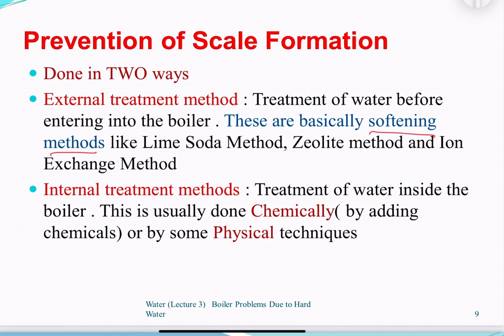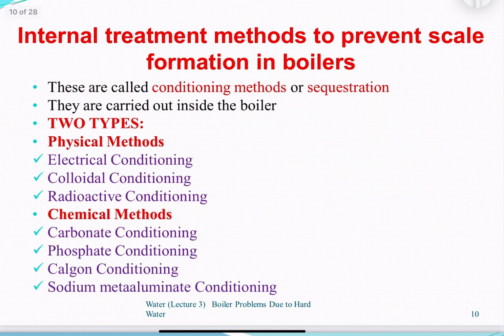For the time being, the most important is treating the water inside the boiler. Because softening water requires specific techniques, it increases the cost of the process. So what we do is we take hard water in the boiler and then we add certain chemicals so that scale formation in the boiler is delayed. So treatment of water inside the boiler is called the internal treatment method. There are two ways in which you can do it. One is by adopting some physical techniques and second is chemical techniques, that is by adding some chemicals. Now what are the physical methods?